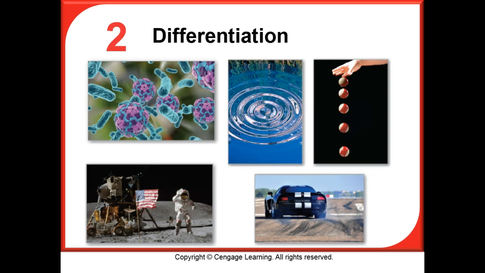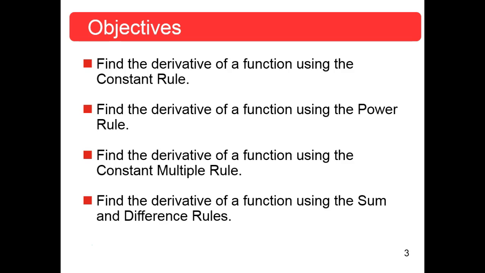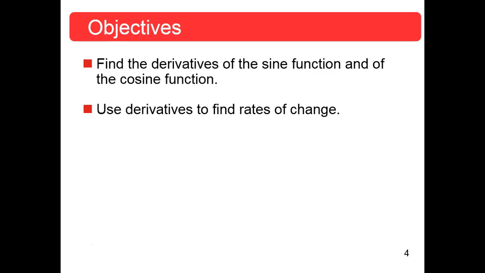Continuing differentiation, now we're going to look at the basic differentiation rules and rates of change. First, find the derivative of a function using the constant rule. Then find the derivative of a function using the power rule, which y'all already know now. Find the derivative using the constant multiple rule, and using the sum and difference rules. Then find the derivatives of sine and cosine functions, and finally use derivatives to find rates of change.